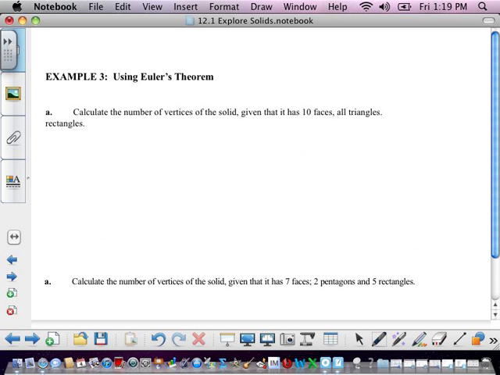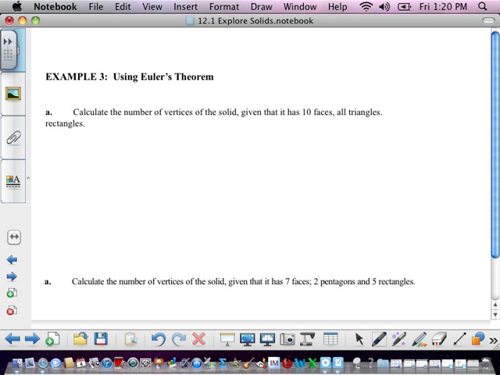How do you do D? How many faces does it have? 1, 2, 3, 4, 5, 6, 7. That's 7 faces. 1, 2, 3, 4, 5, 6, 7, 8, 9, 10, 11, 12 edges, and 7 vertices.